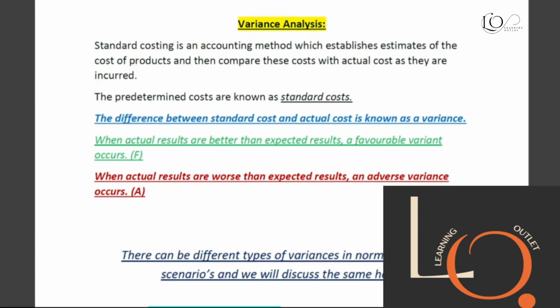Now, standard costing is an accounting method which establishes estimates of the cost of products and then compares these estimates with the actual cost. Let's say I'm at the beginning of the year. Now at the beginning of the year, I do not know what the material cost will be throughout the year, right? In the first month, it can be $10 to buy wood. In the second month, it can be $20. It could be anything, and it keeps changing.